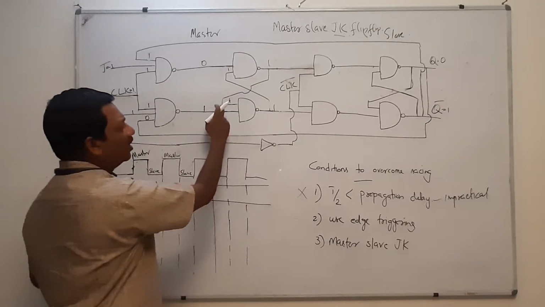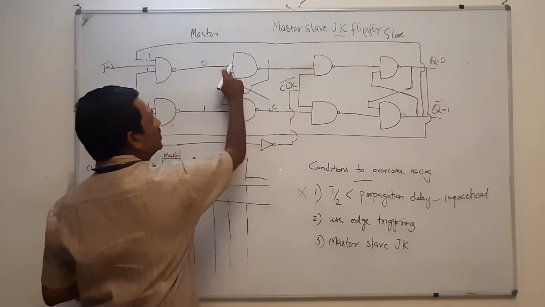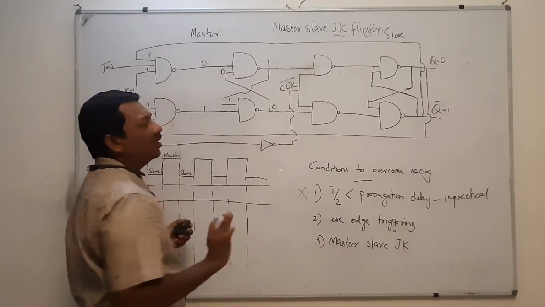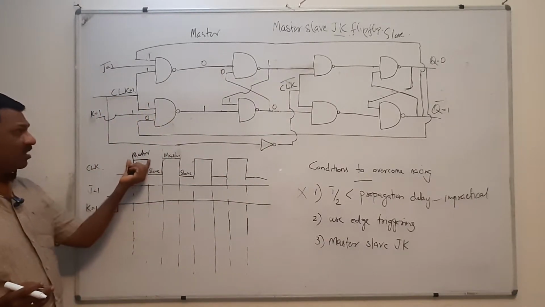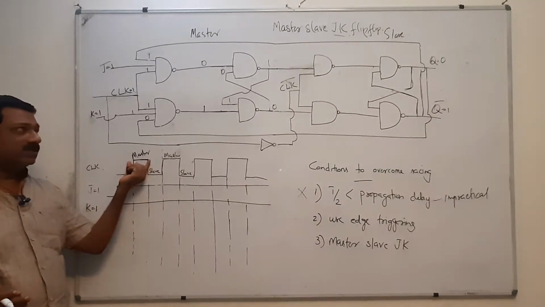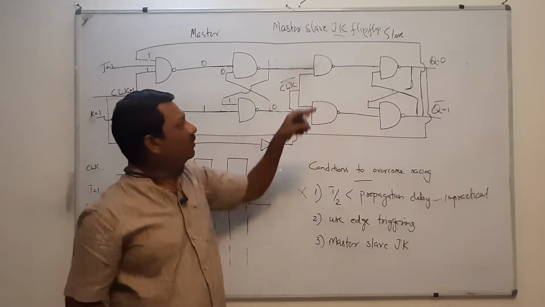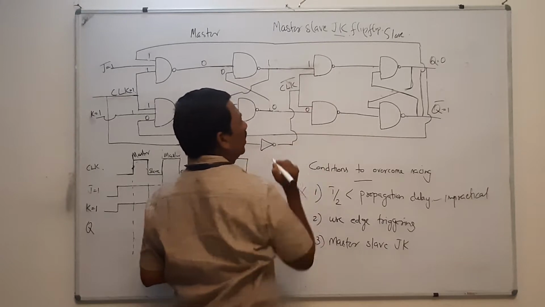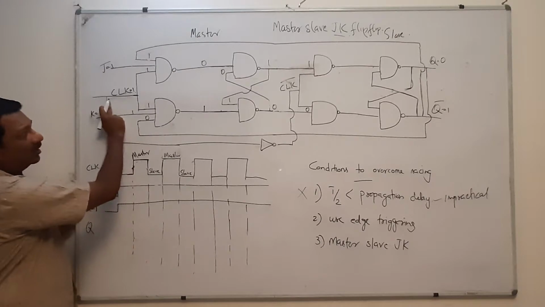That means 1.1 is 1 and this will be 0, and 0.0 is 0 and 1, and now it is stabilized. That means after the operation of the master, the input to these two will be 1 and 0. Okay.